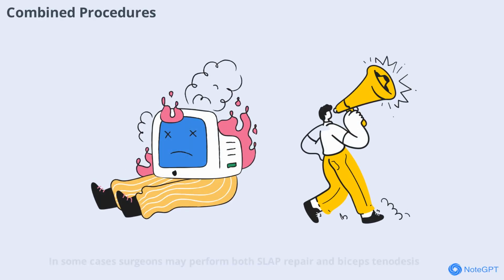In some cases, surgeons may perform both SLAP repair and biceps tenodesis, especially in complex or revision cases. However, studies show that combining these procedures may lead to worse outcomes compared to either technique alone. Careful patient selection and individualized treatment planning are essential to avoid unnecessary interventions and optimize recovery.